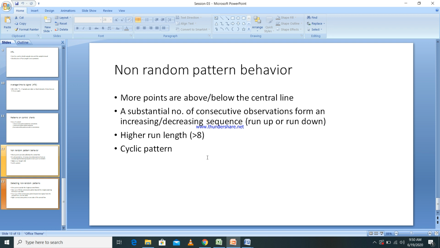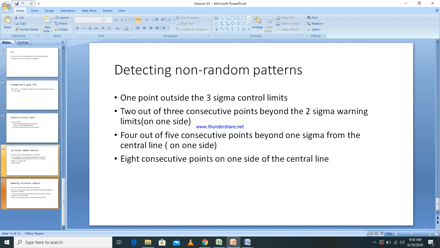So these are the examples. One point outside the 3 sigma control limit, then we can conclude our process is out of control. 2 out of 3 consecutive points beyond the 2 sigma warning limits, or 4 out of 5 consecutive points beyond 1 sigma from the central line, or 8 consecutive points on one side of the central line, right? In all these cases, we will see the diagrams in the next slide.